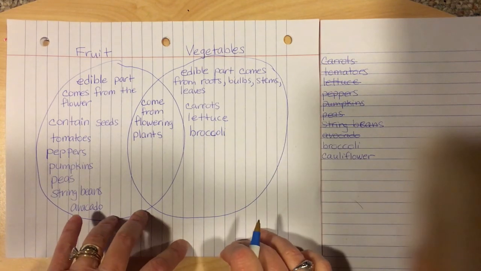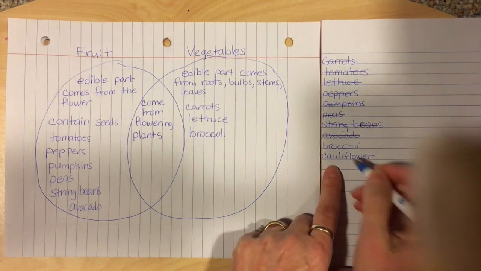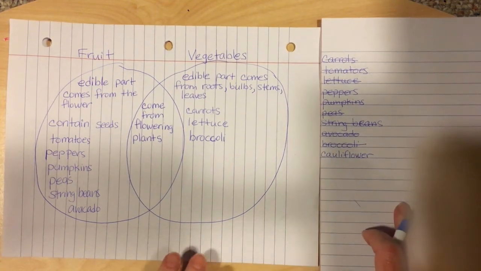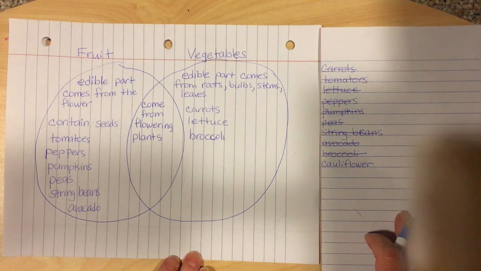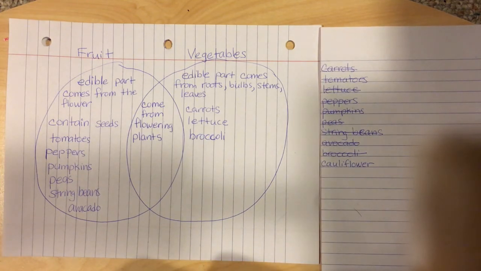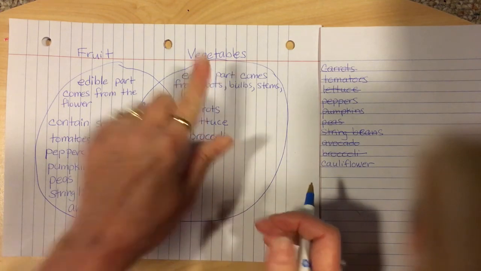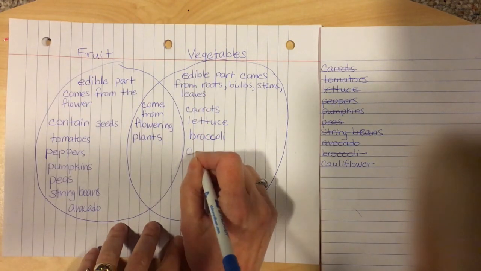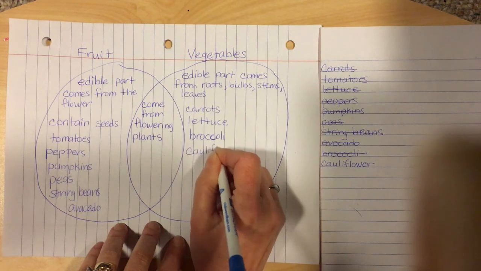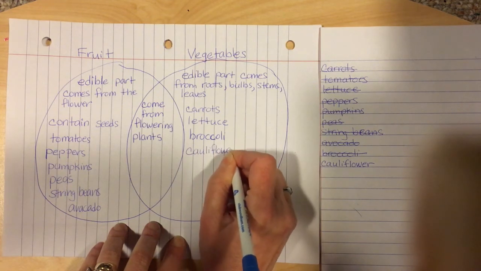Okay, and where did you put the last word? Cauliflower. Where did you put that? Are there seeds inside of it? No. So it is a vegetable. So let's write cauliflower in the vegetable category.